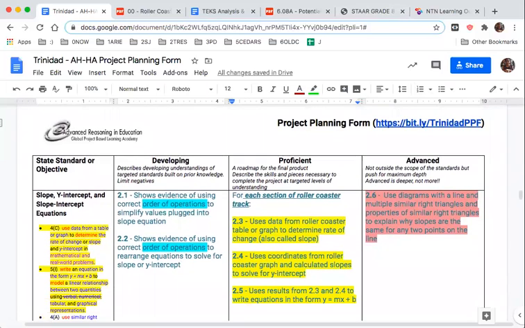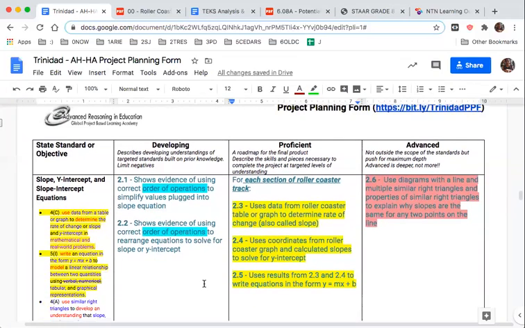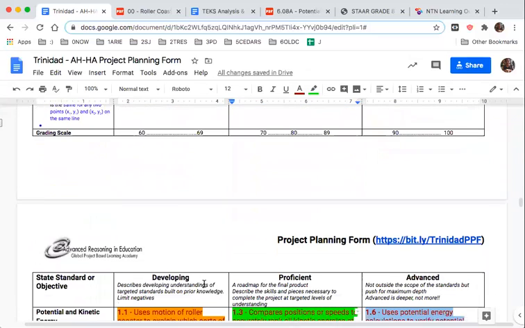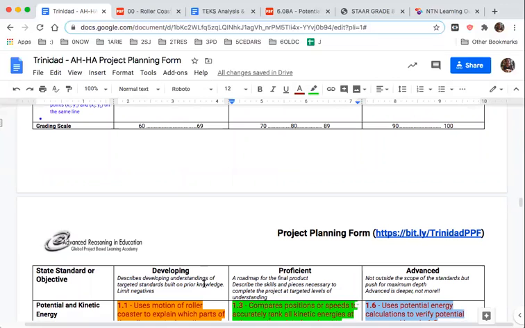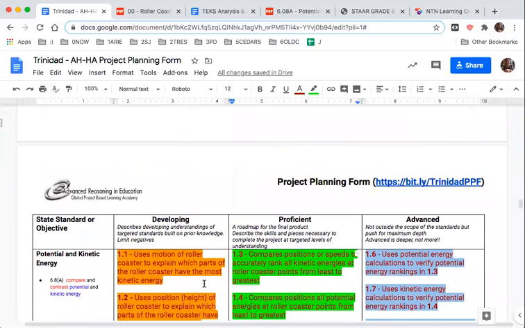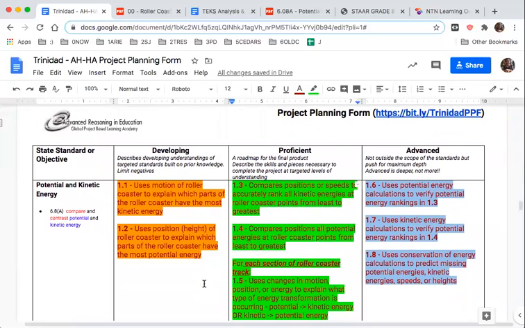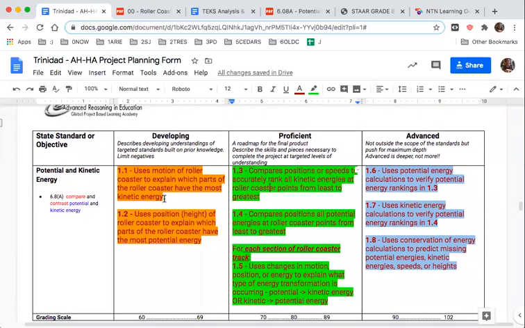Another way to pick your developing criteria is from just your knowledge of what students understand of the material from prior conversations. So in science, I knew by the time I got into this project that most of my students already associated kinetic energy with speed, and they associated potential energy with position. So in this case, my developing notion is, can they explain the motion? Can they use motion to explain which parts of the roller coaster have the most kinetic energy? And similarly, can they use the height or position of the roller coaster to explain which parts of the roller coaster have the most potential energy?